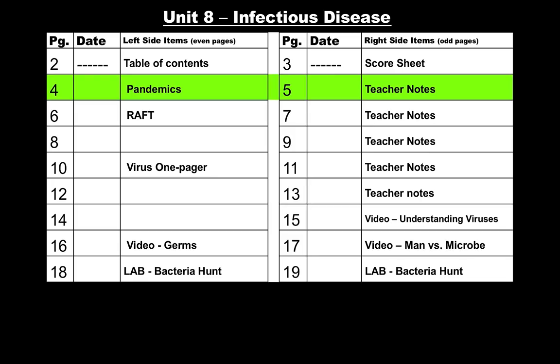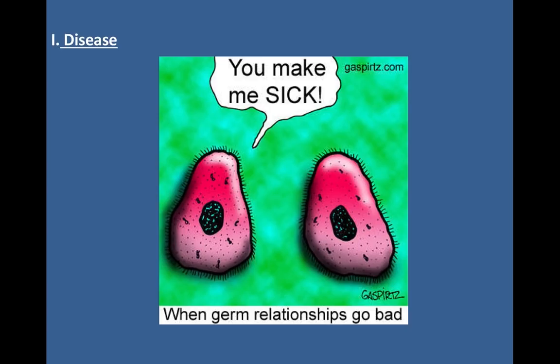Go to your table of contents, and you'll notice as you look at this that I do not have the dates written in. I'd like you to look up at the whiteboard and notice the date and write today's date in on your table of contents. We'll be using pages 4 and 5. And then turn to page 5, and this is where we're going to start talking about infectious disease.